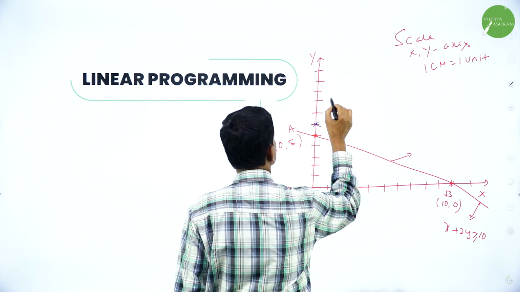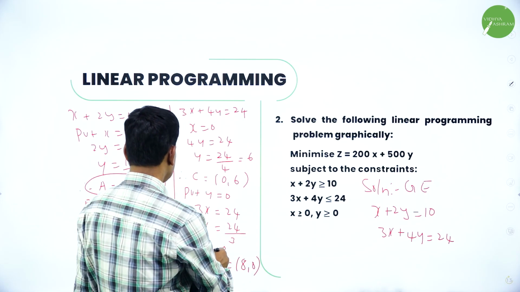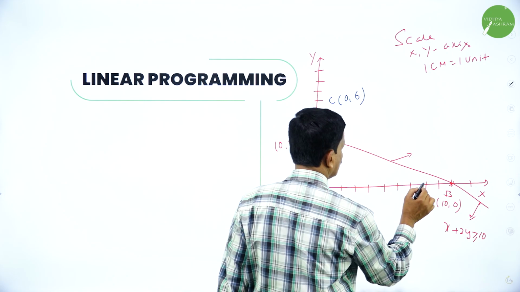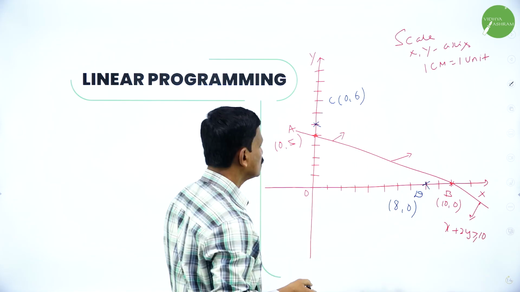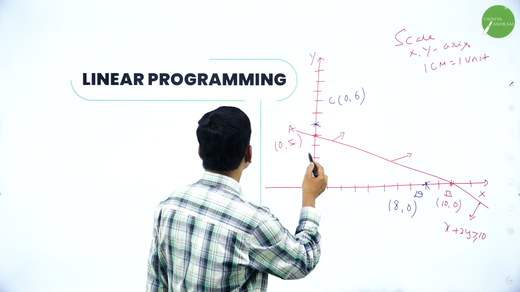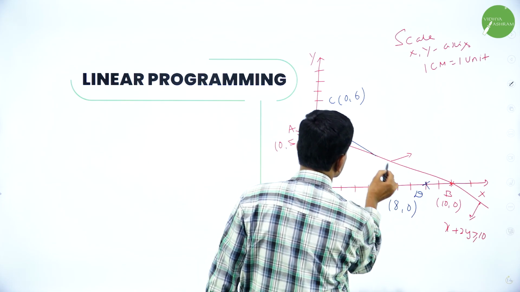C (0, 6). Again D, what is D? D is (8, 0): 1, 2, 3, 4, 5, 6, 7, 8. This is 8, D (8, 0). Now just draw a straight line which cuts these two points, C and D. So this is the line.